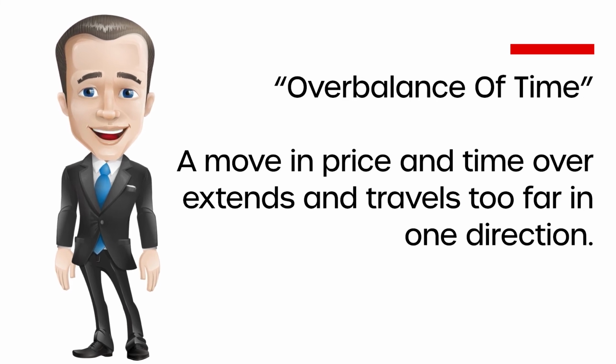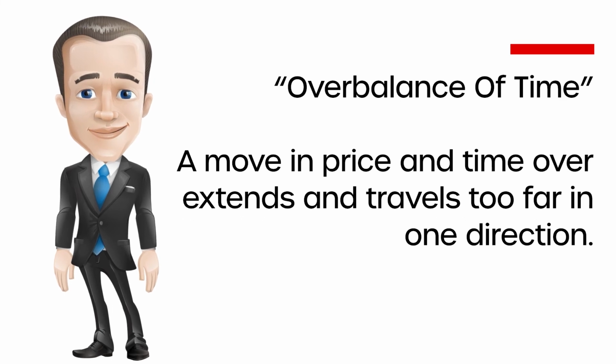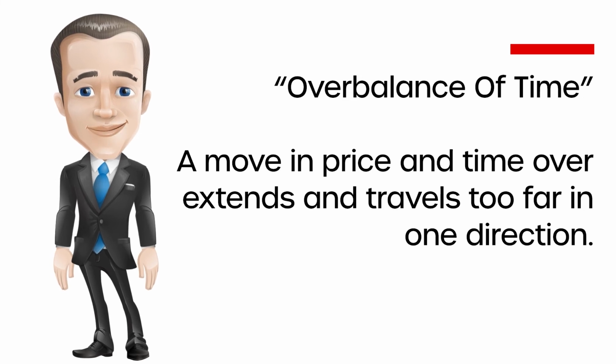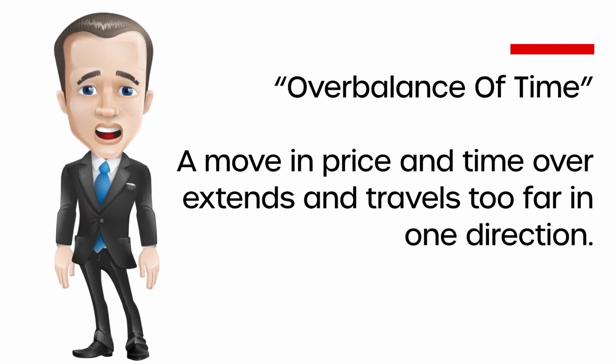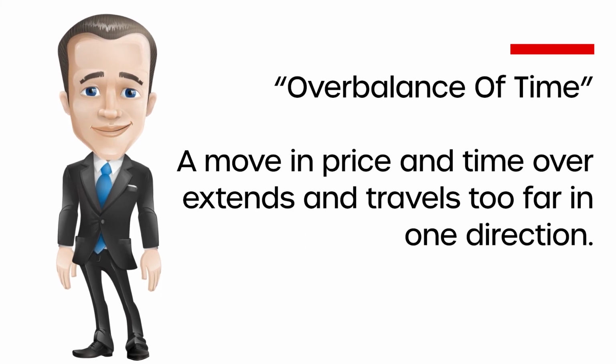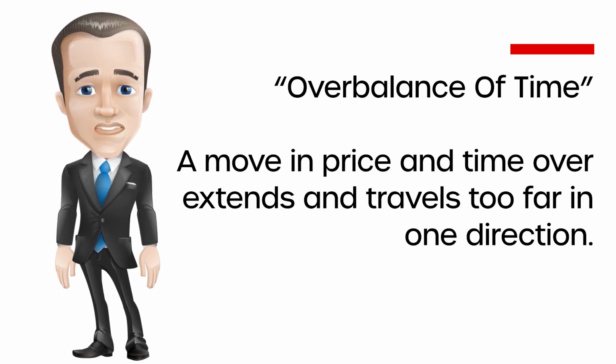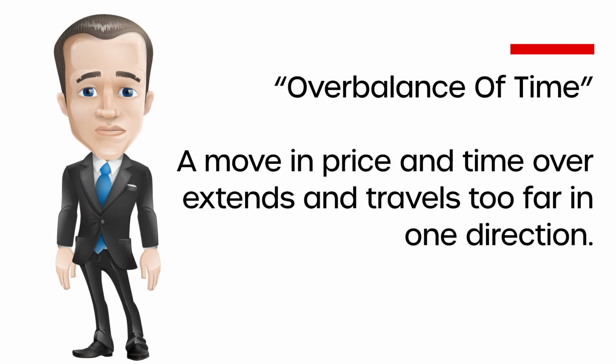Therefore, when the market declines more than 11 days, it will overbalance the greatest time period. When it declines more than 75 points, it will overbalance the last price decline or space reversal and indicate lower prices. Notice that Gann used the term overbalance of time. This was a common expression of Gann in his market writings and forms an integral part of the theory of technical analysis. Overbalance occurs when a move in price and time overextends and travels too far in one direction.